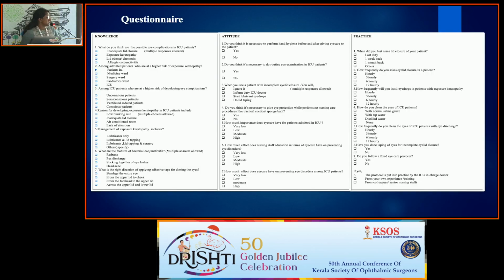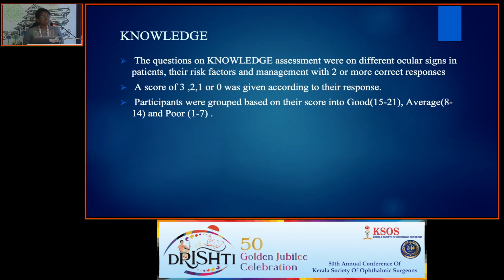Here you can see the questionnaire. It had 3 sections, knowledge, attitude, and practice, with 7 questions in each section. The questions in knowledge assessment were on different ocular signs in the patients, their risk factors, and management, with 2 or more correct responses. A score of 3, 2, 1, or 0 was given respectively according to the response. Participants were further grouped based on their score into good, average, and poor.